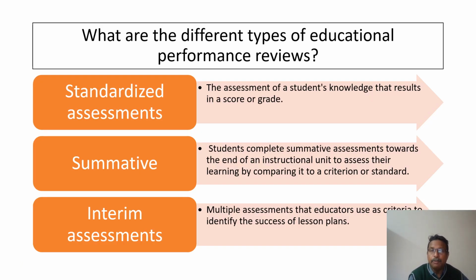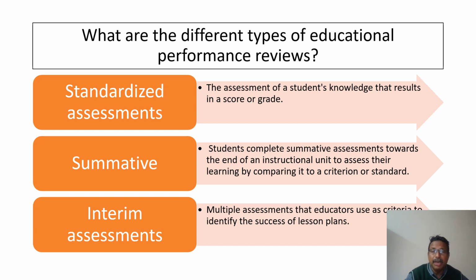What are the different types of educational performance reviews? Standardized assessment, the assessment of the student's knowledge that results in a score or a grade. Summative, students complete summative assessment towards the end of the instructional unit to assess their learning by comparing it to the criteria mentioned or the standard established. Interim assessment is the multiple assessments that the educator uses as criteria to identify the success of the lesson plan. That is what we are looking forward to.